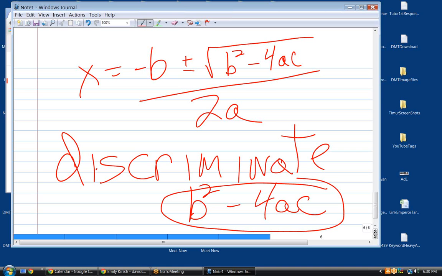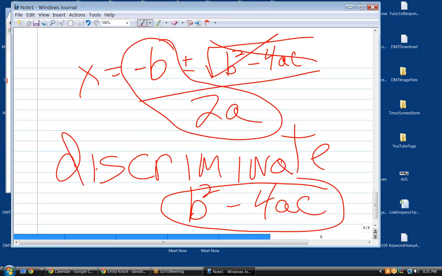If it's negative, you're going to be taking the square root of a negative number and you're going to have two imaginary answers. If it's exactly equal to 0, this term goes away and you end up with minus b over 2a, which is one answer only, and it's real. So equal to 0, one real answer. Greater than 0, two real answers. Less than 0, two imaginary answers.